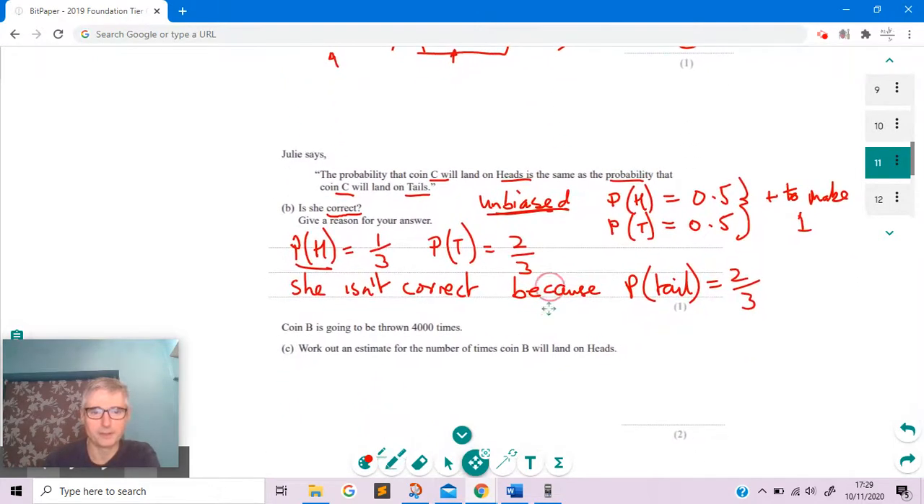Look at the next part. It says coin B is going to be thrown 4,000 times. So we've got to write an estimate for the number of times coin B will land on heads. So we need to know what's the probability that coin B will land on heads. So I'm going to look back up at my table again.